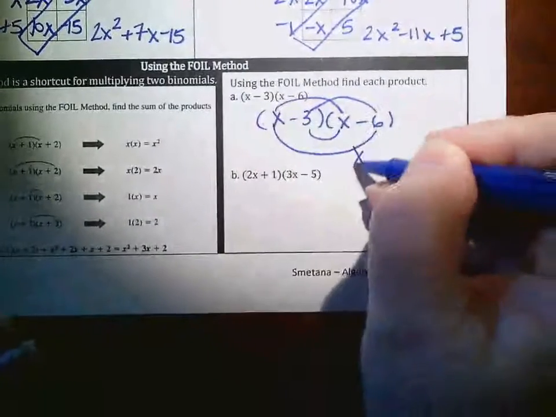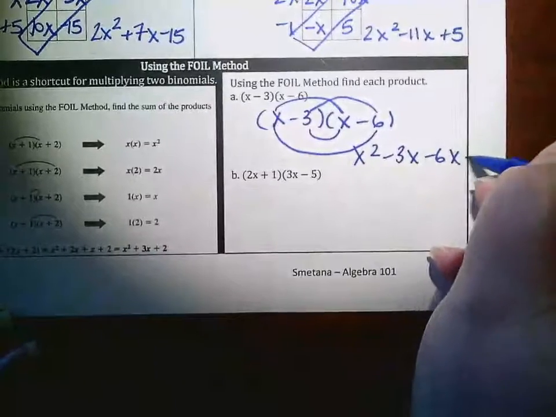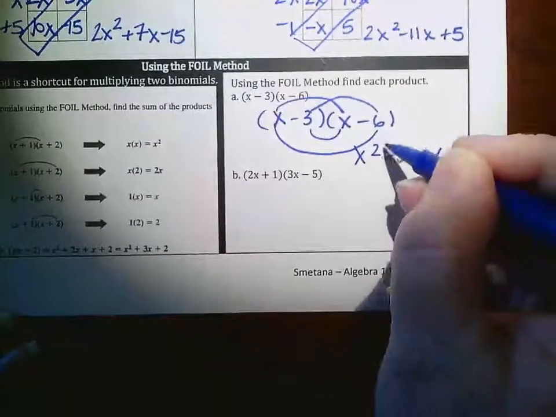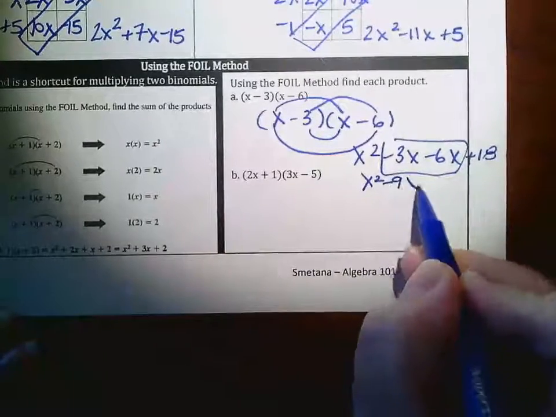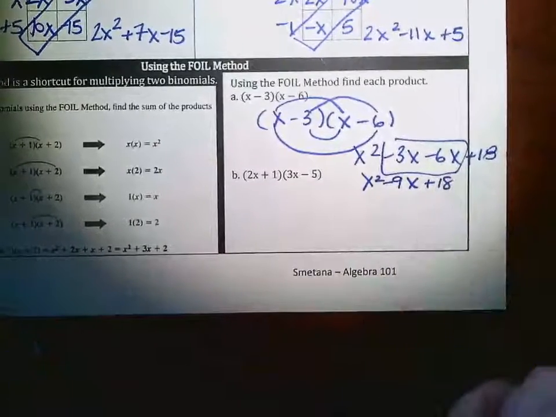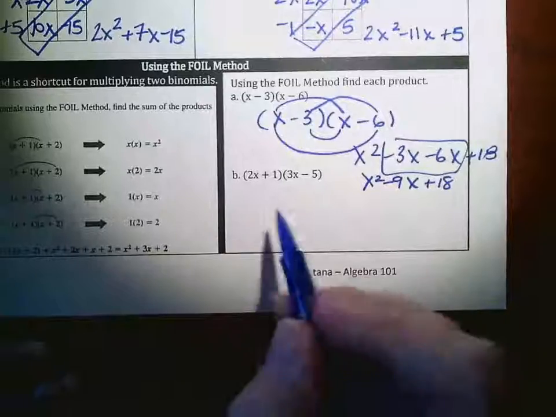So x times x is x squared, minus 3x, minus 6x, plus 18. Combine those like terms, and you get x squared minus 9x plus 18. So it's another way of doing this, a different way, and everybody's going to find their favorite.